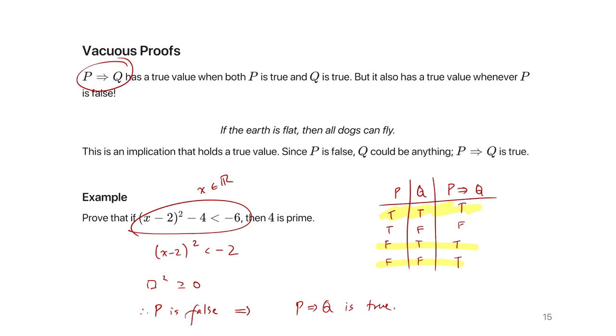Yeah? Wasn't it saying that if the thing on the left side is false, then 4 could be prime or not prime? Sure, but what we're saying is that the implication itself is true. Again, this is not saying that 4 is prime or that it's not prime. It's not really making a comment on that. This is just saying that if x minus 2 squared minus 4 is less than negative 6, then this implication is true. Okay? This is not a proof that 4 is prime. This implication, though, has a true value.